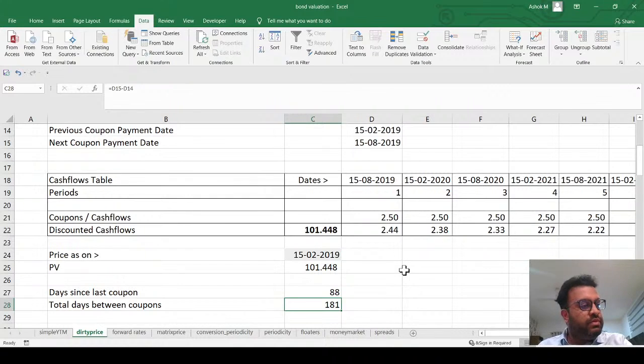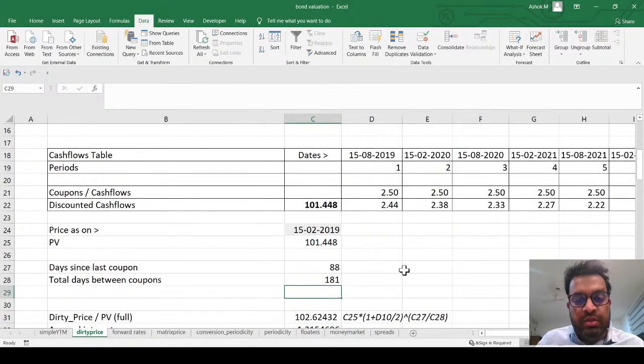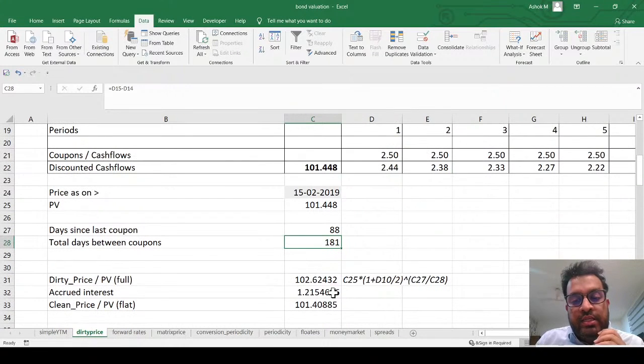Anyway, for our convenience, we have taken actual by actual. So you have got this. This is simple for you. What you have to do is find the accrued interest. Accrued interest is simple.